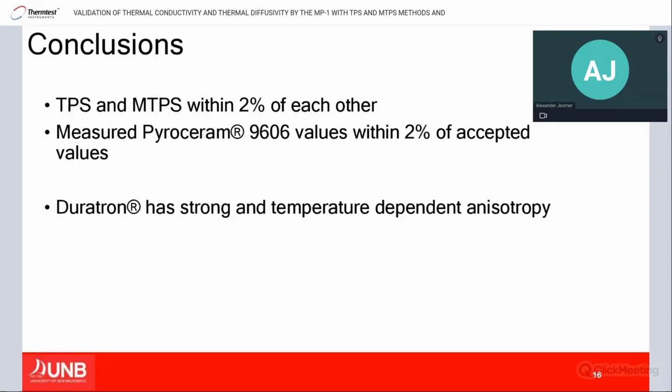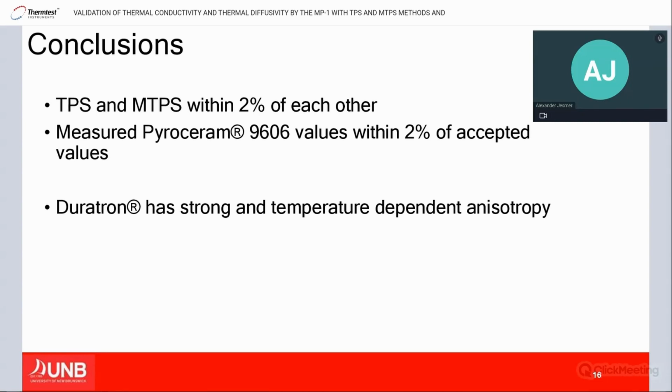So in conclusion, we used the TPS and the MTPS sensors to measure Pyroceram thermal conductivities, which is a known reference material. And they were within 2% of each other and also within 2% of the accepted values. And within the actual consortia paper from 2010, all of the methods were within 2.7% of one another. So we were well within the accepted values that would be expected.